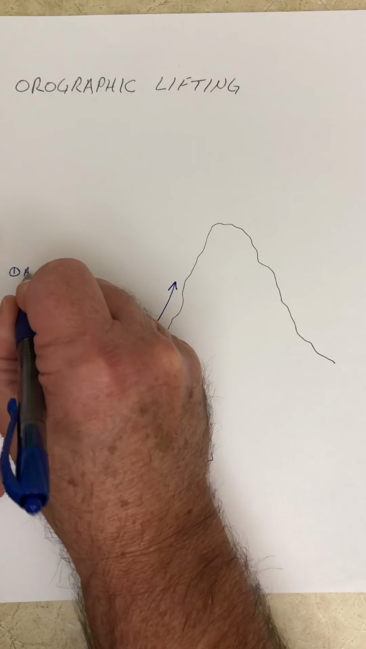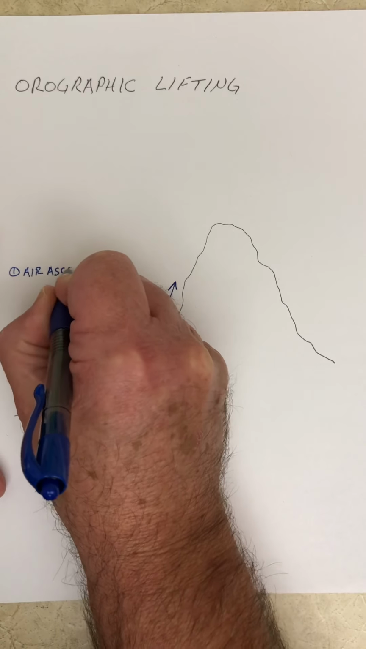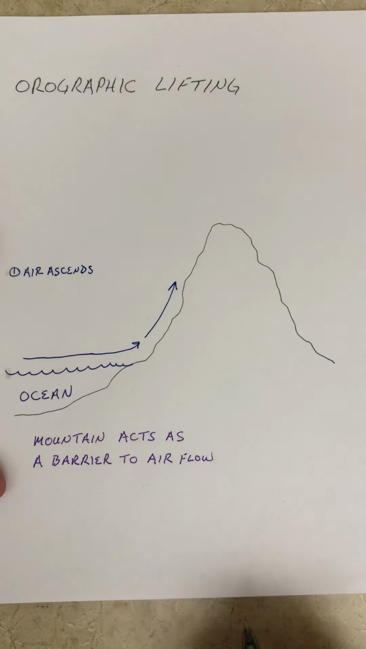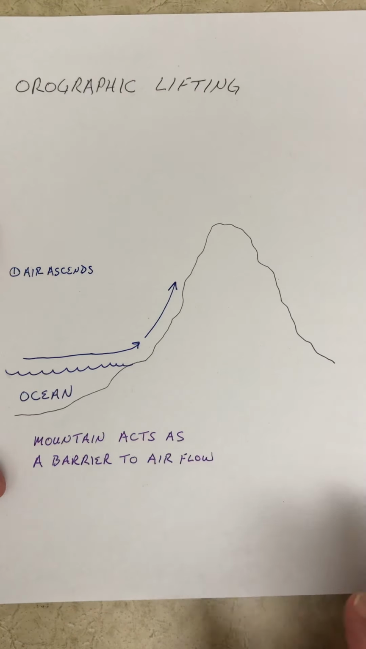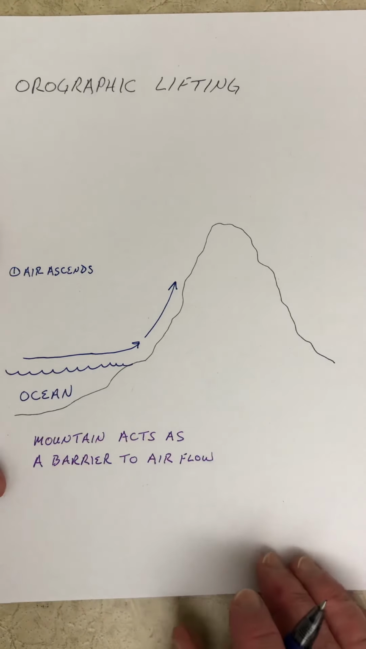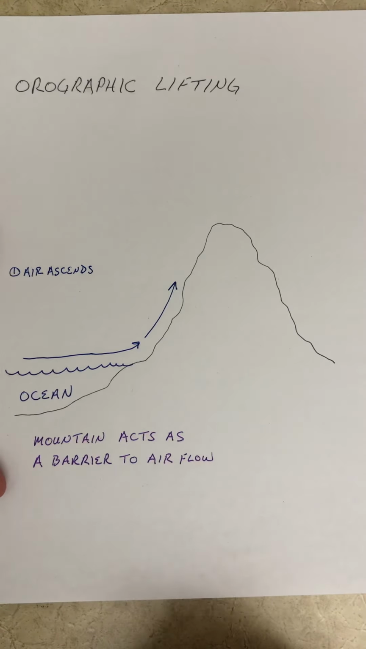So the air ascends, and maybe we should keep in mind here that the air is ascending. The air might be stable. It wants to stay at the Earth's surface. It has no reason to rise other than the mountain is in the way, and it has to rise. So in this particular case, you can actually get stable air and force it to rise, in this example, because of orographic lifting.